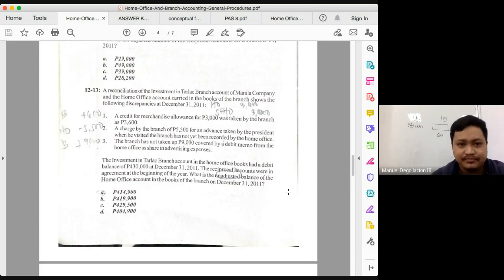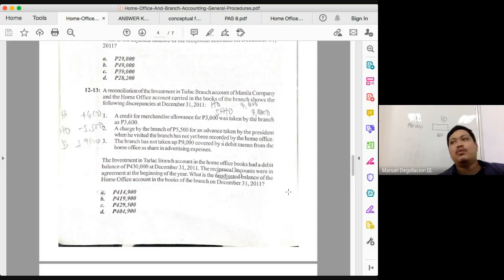Okay, number two, a charge by the branch of 5,500 for an advance taken by the president when he visited the branch has not yet been recorded by the home office. Okay, so what happened here? The president went to the branch, class, and took money, class. So as far as the branch is concerned, this would be treated as a withdrawal transaction.